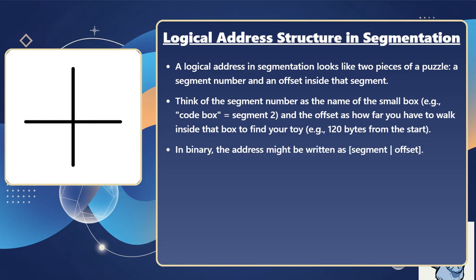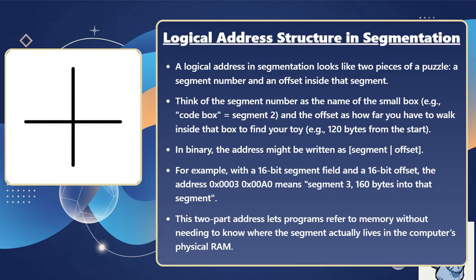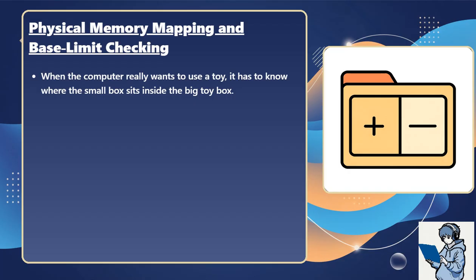In binary, the address might be written as segment, offset. For example, with a 16-bit segment field and a 16-bit offset, the address 0003 00A0 means segment 3, 160 bytes into that segment. This two-part address lets programs refer to memory without needing to know where the segment actually lives in the computer's physical RAM. When the computer really wants to use a toy, it has to know where the small box sits inside the big toy box.